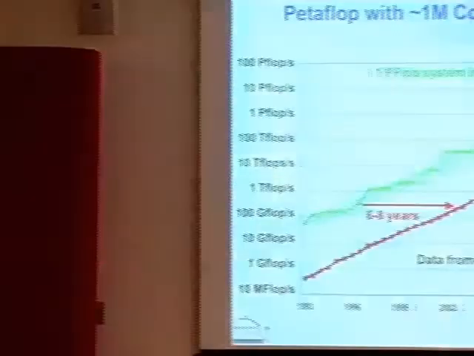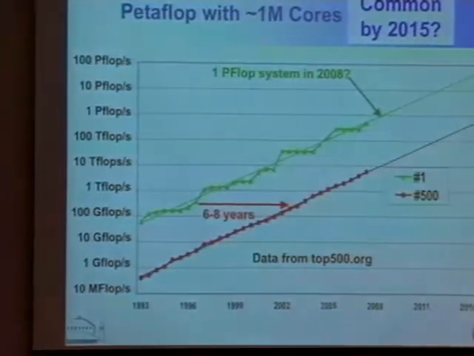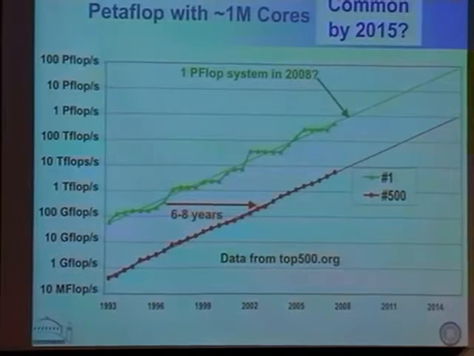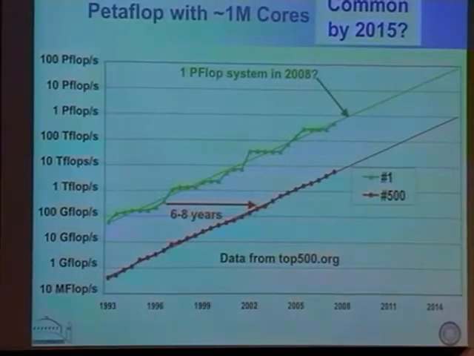Another interesting observation that Erich Strohmaier and Horst Simon made is that there's about a 6 to 8 year lag between the top machine on the list and the number 500 machine on the list. Which means that whatever performance the number one machine has, about 6 to 8 years later that is going to be the performance of the 500th machine on the list.